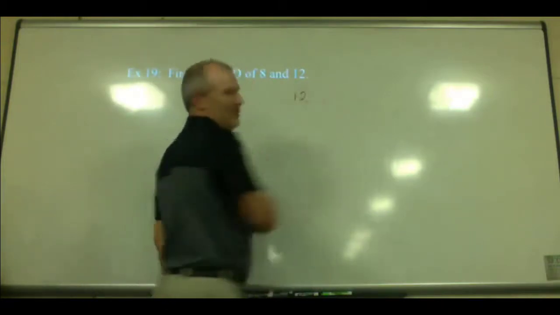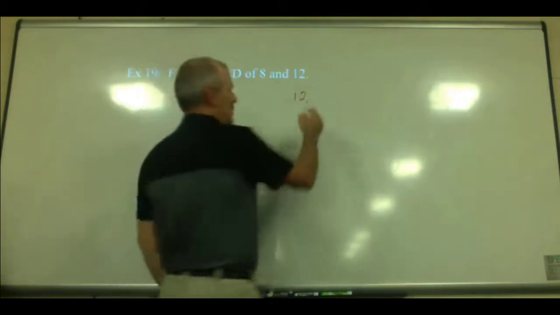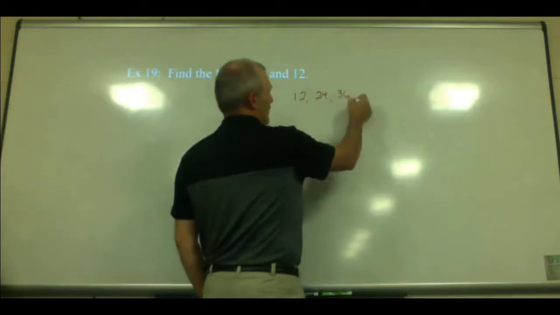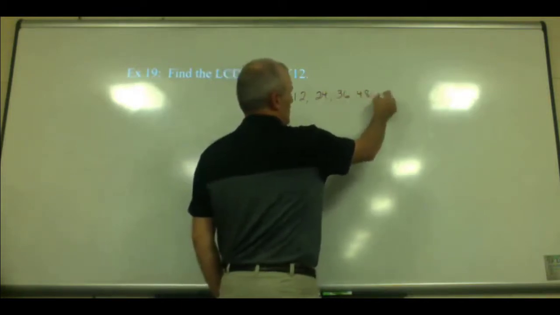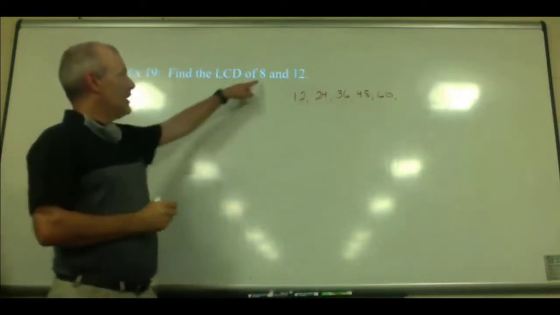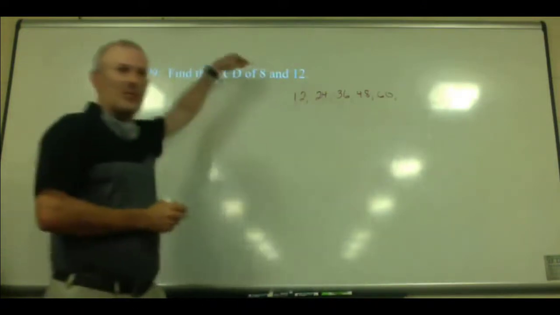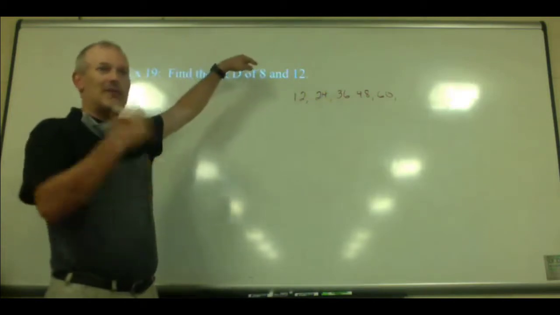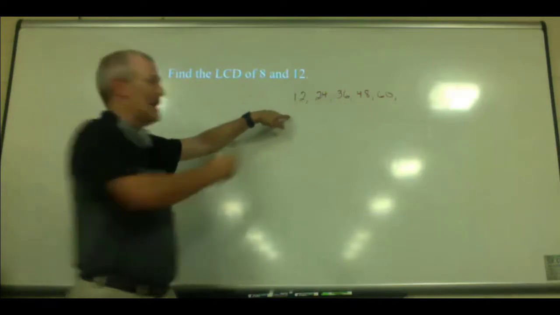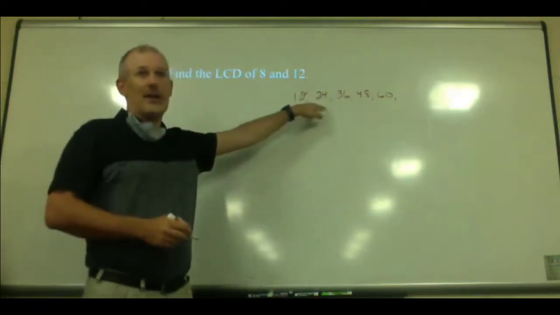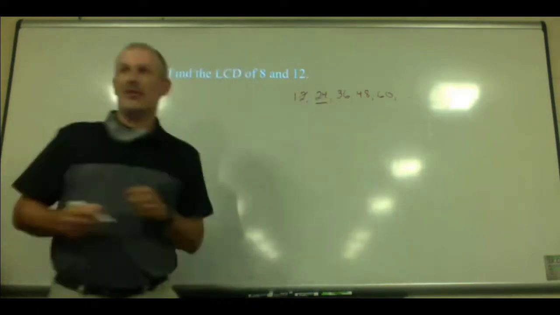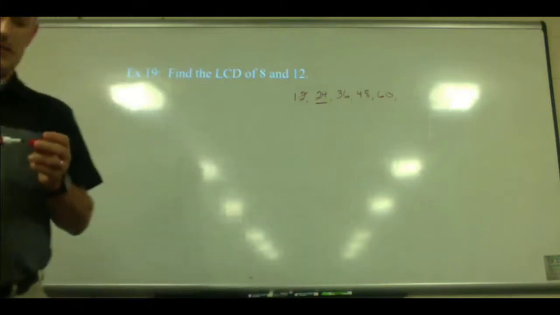12 times 1 is just 12. So we start with 12. And then 12 times 2 is 24. And 12 times 3 is 36. And then 12 times 4 is 48. And so we were just writing down what are called the multiples of 12. And then we just started looking and said, okay, which of these numbers is also a multiple of 8? And we figure that out by dividing. So 12 divided by 8 doesn't work out evenly. So it's not 12. But 24 divided by 8 comes out to be exactly 3. So that's how we know that our least common denominator is 24.